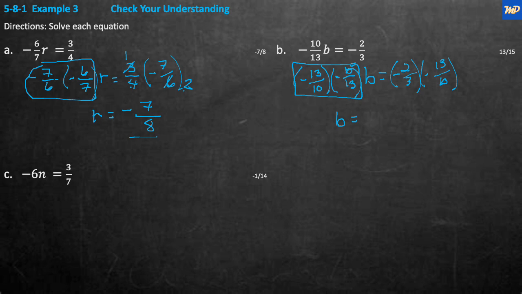It'll be a positive answer. And we can divide the 2 into 2 one time and 2 into 10 5 times. And there's nothing else to do. 13, and there's nothing else we can do. The negative signs went away, so it's 1 times 13 is 13, and that is over 3 times 5 is 15. And the answer there is 13/15.